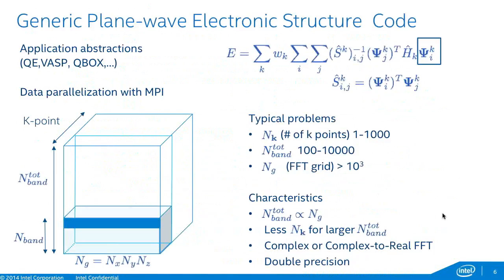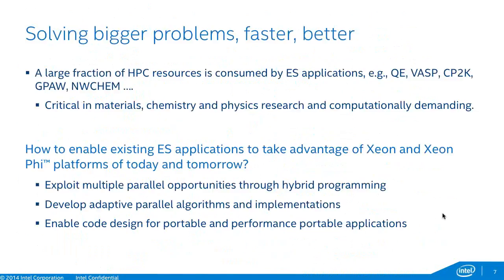So the reason why I brought up the characteristics is because it means that, depending upon the problem, the number of K points and number of bands are going to change, which also dictates how you are going to distribute the data and how to do the parallelization. So it means that the code should be able to handle this wide range of parameters effectively for any case. So what are the goals of this exercise?